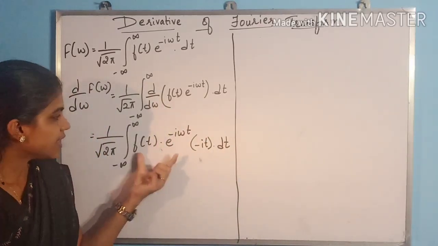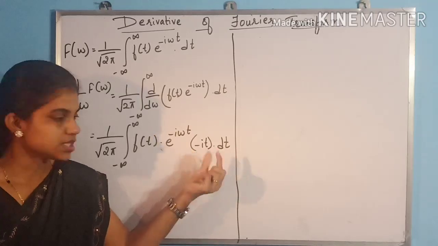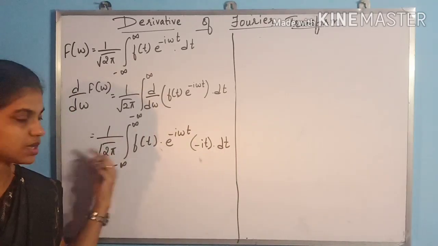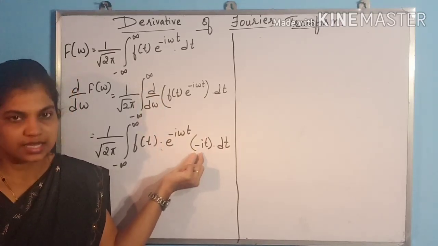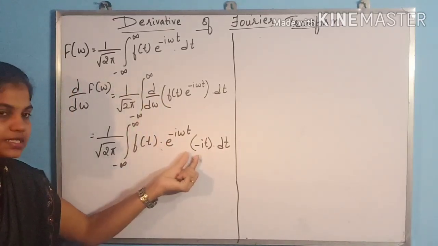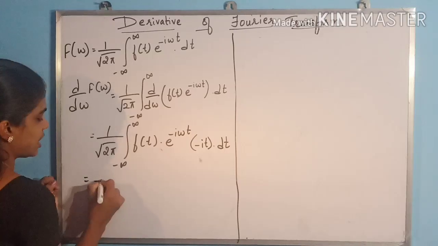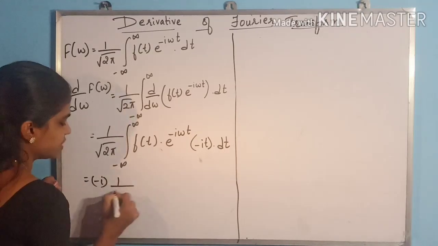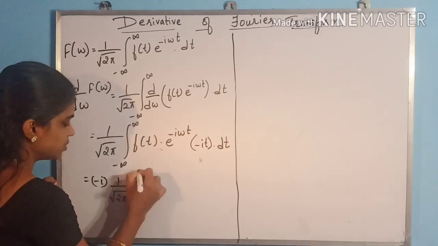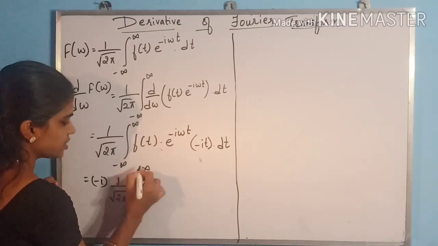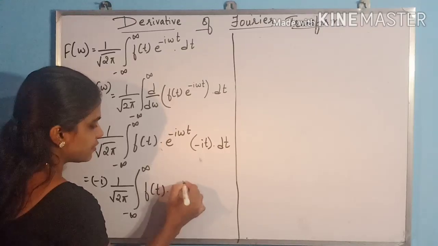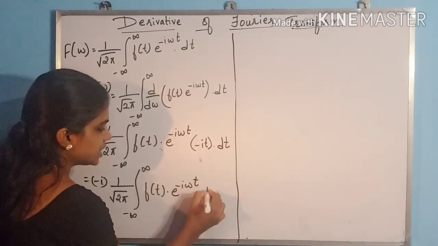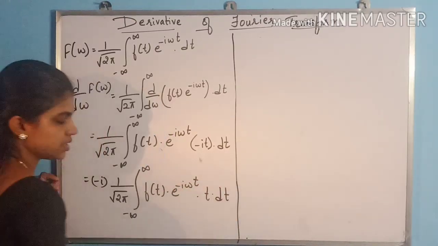Now the integration is with respect to t, so I can't take the t out as a constant, but I can take this minus i outside. So if I take this minus i outside, what will I get? Minus i into 1 by root 2 pi, integral from minus infinity to infinity of t f(t) e to the power minus i omega t into dt.